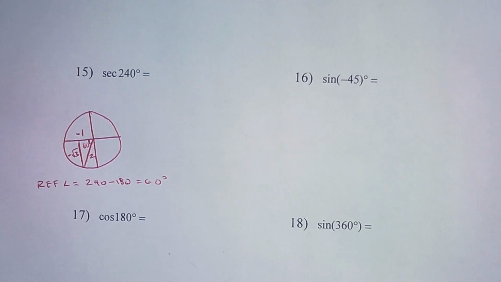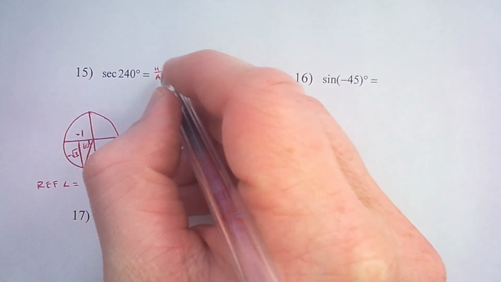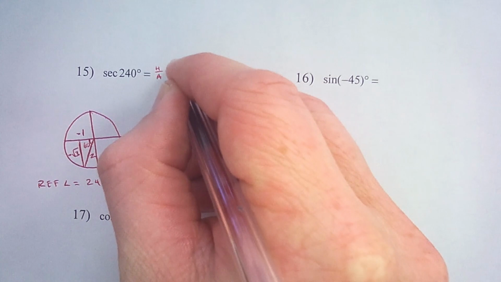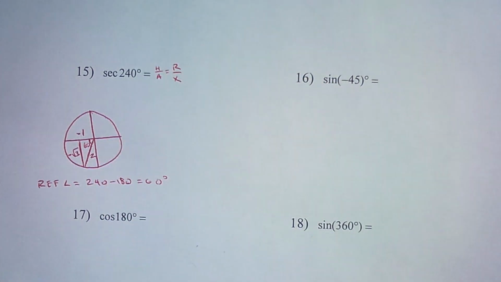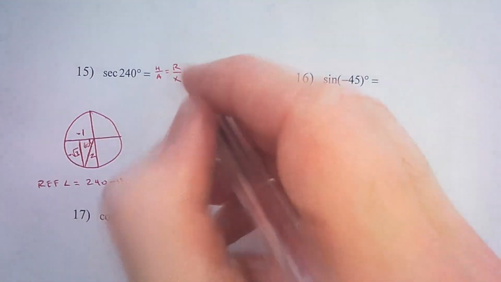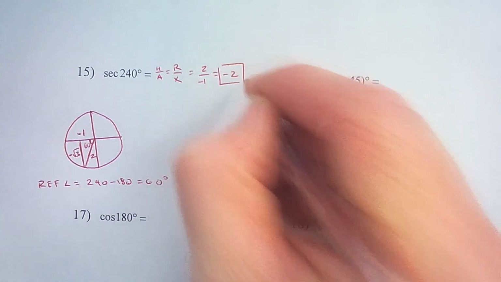So we are looking for secant. Secant is the reciprocal of cosine, so it's hypotenuse over adjacent. Hypotenuse is the radius. Adjacent is the x value. So secant is always r over x. So that is 2 over negative 1, which is negative 2.